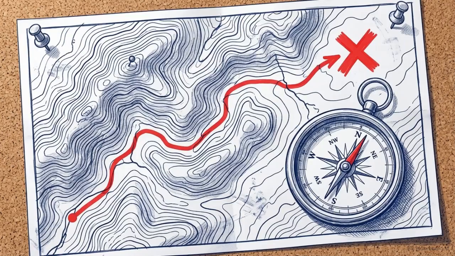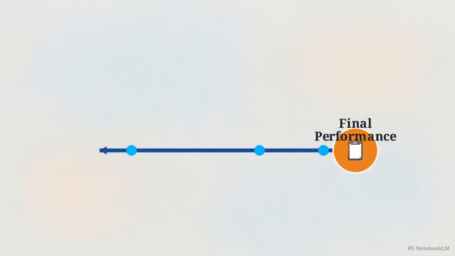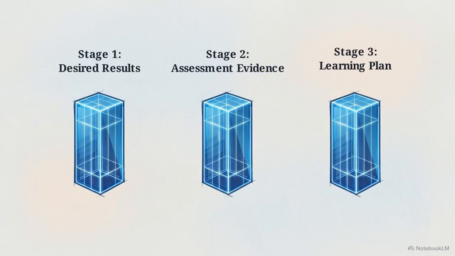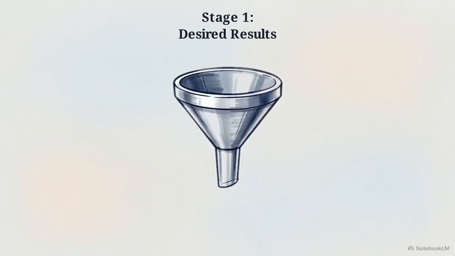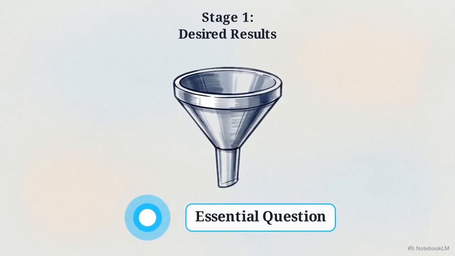True learning requires intent. To guarantee that students arrive at a specific cognitive destination, we reverse engineer the entire curriculum, starting from the final performance and working backward to the very first instructional activity. We begin with Stage 1, desired results. Rather than compiling a list of facts to memorize, this step requires educators to define transferable understandings. We take a massive list of raw content standards and filter them to distill the core purpose of the instruction.